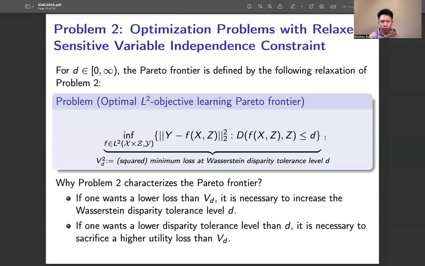Okay, so now this problem also characterizes the Pareto frontier. To see this, for each D, we define the infimum as the minimum loss at the disparity tolerance level D, denoted by V_D. So if one wants a lower utility loss than V_D, then it is necessary to increase the disparity tolerance level than D due to its infimum definition. On the other hand, if we want to lower the tolerance level D, then it is necessary to cost more than the minimum utility loss, V_D. So that's exactly the definition of a Pareto frontier.